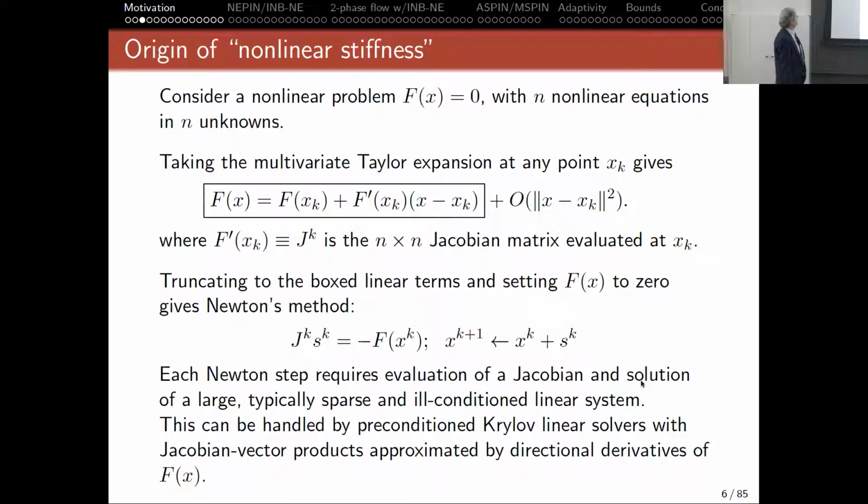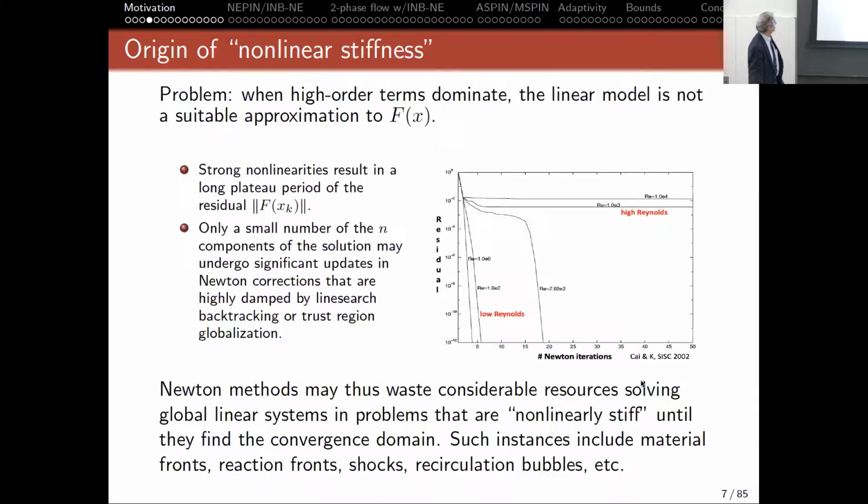The origin of nonlinear stiffness, of course, is that in a Newton algorithm, we truncate the multivariate Taylor expansion to just the boxed terms. F prime is the Jacobian. We invert the Jacobian on the negative of the residual to get a step. And that Jacobian linear solution is usually done inexactly with some preconditioned Krylov solver, maybe with domain decomposition or multigrid as a linear solver.